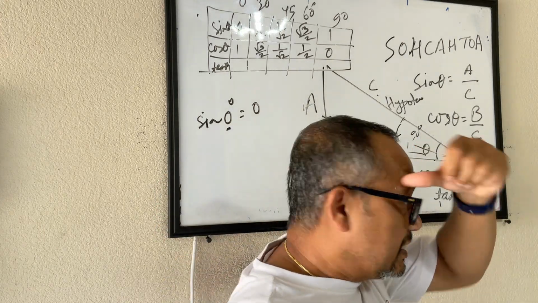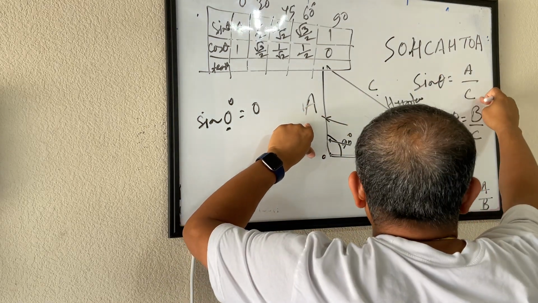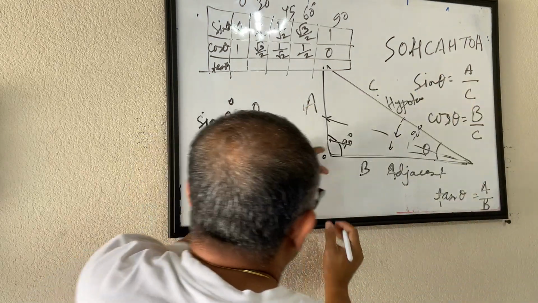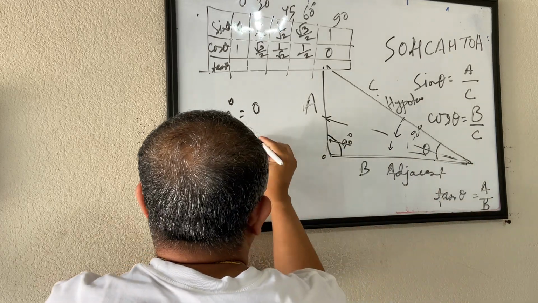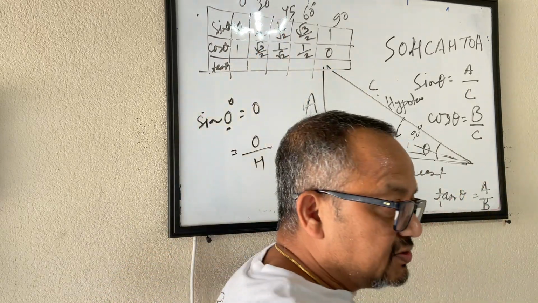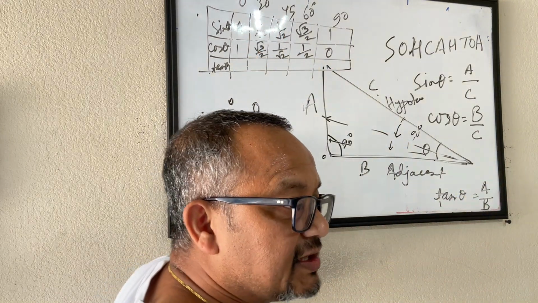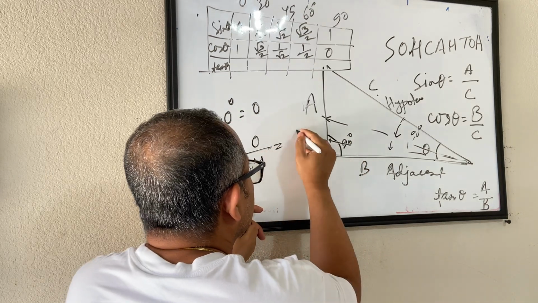Now fitting in the same formula, sine theta equal to opposite side divided by hypotenuse. Opposite side is the side opposite to this angle, which is actually 0. So 0 divided by hypotenuse. What will be the length of the hypotenuse? You are dividing 0 by the hypotenuse. 0 by anything is?